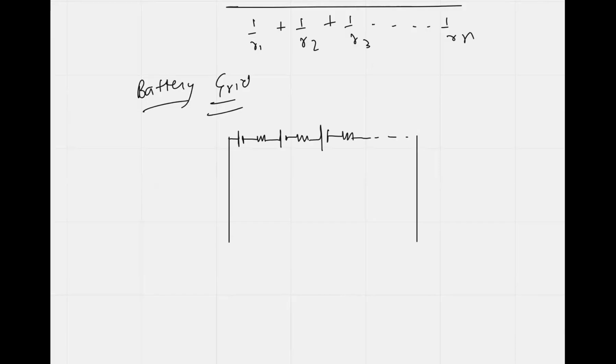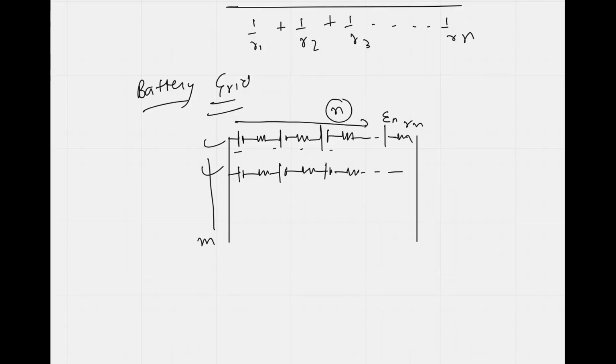In the same way, you have many of these. In the horizontal, you have a total of n cells and n resistors, one, two, three, and so on. You have at last En and Rn. And in this way, this is one, this is two, and so on. You have this m times.